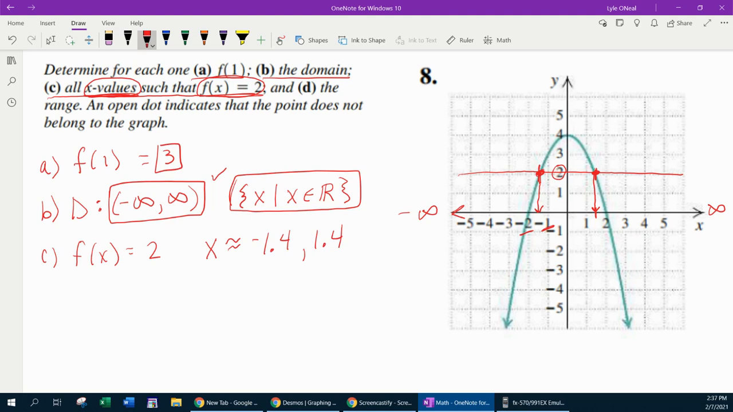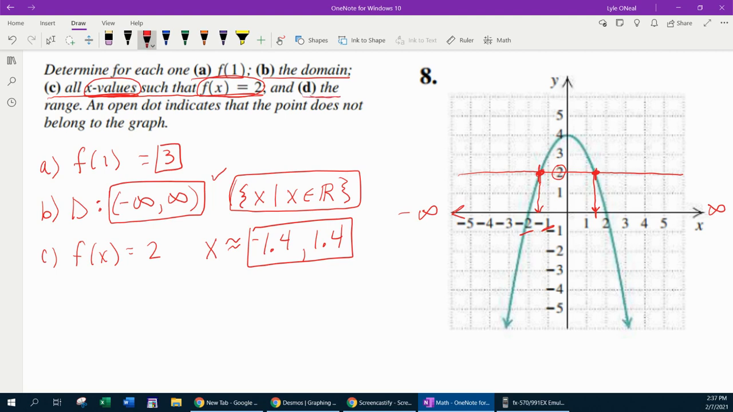And sometimes it's not cut and dry, if you know what I mean. Sometimes it doesn't hit at a nice whole number, and in that case, you just have to estimate, unless they actually give you the polynomial function where you can plug in and solve for x and get that answer exactly.